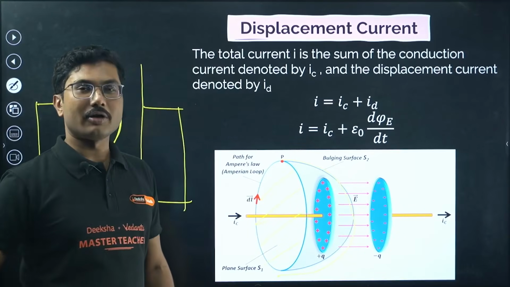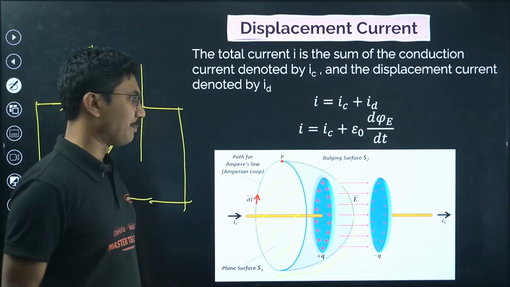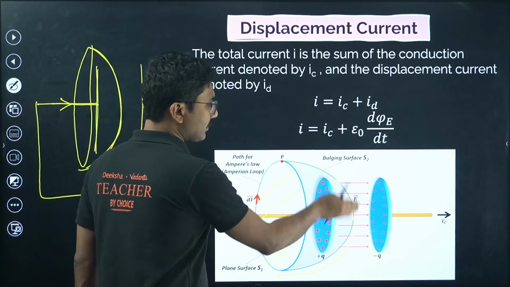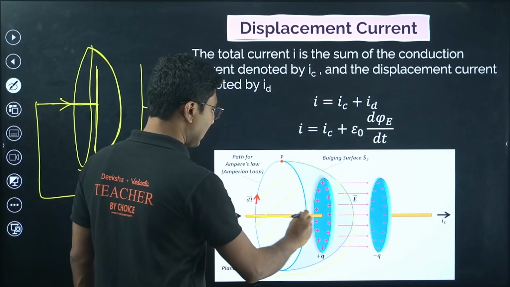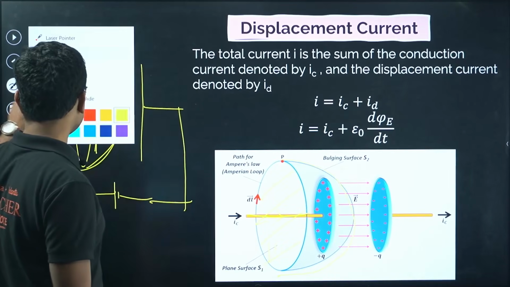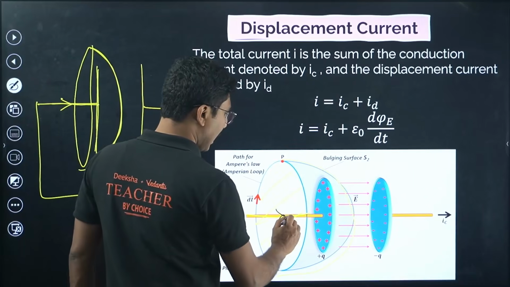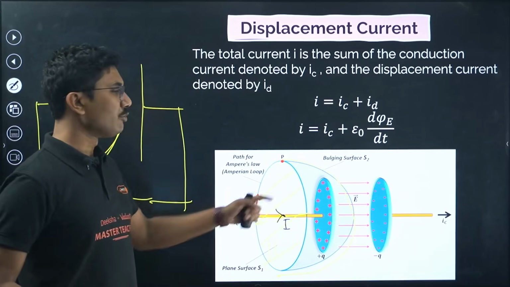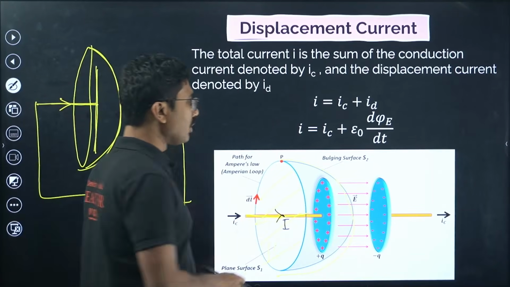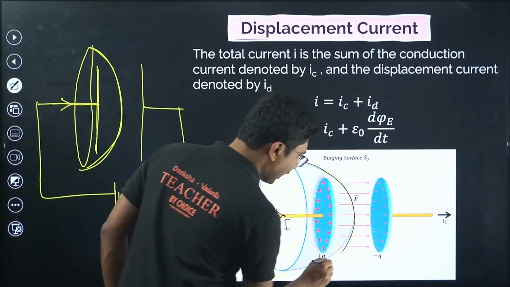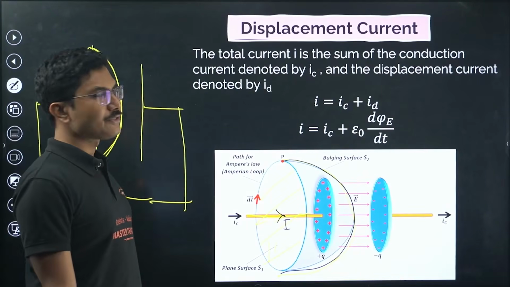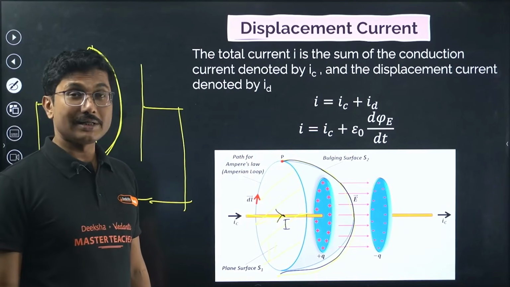The surface area, or the B dot dl, should remain the same, right? So either you take the surface from this side or from this side. Now when you are going from this side, you see the current I is included in the circuit. So current I is here, and I am saying B dot dl should be equal to mu naught I. But when I am going from this side, no physical current is passing through this. So no physical current means B dot dl should be 0.